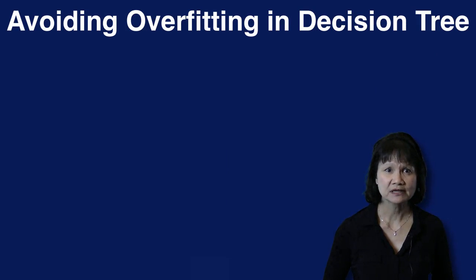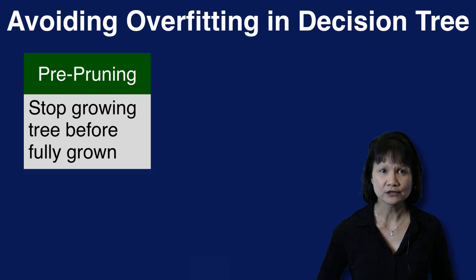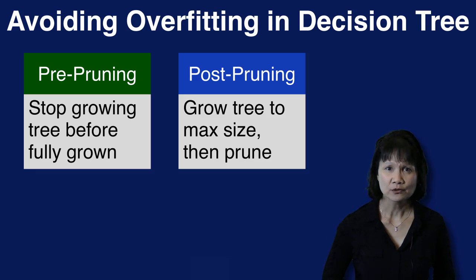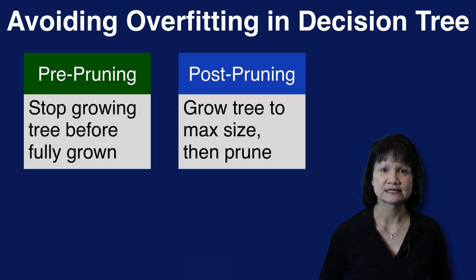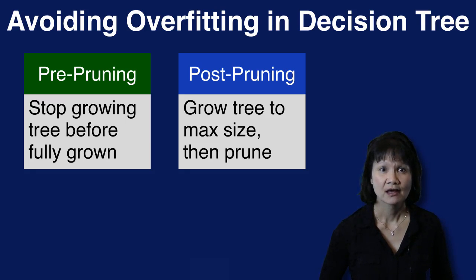How can overfitting be avoided in decision trees? There are two ways. One is to stop growing the tree before the tree is fully grown to perfectly fit the training data. This is referred to as pre-pruning. The other way to avoid overfitting in decision trees is to grow the tree to its maximum size and then prune the tree back by removing parts of the tree. This is referred to as post-pruning.